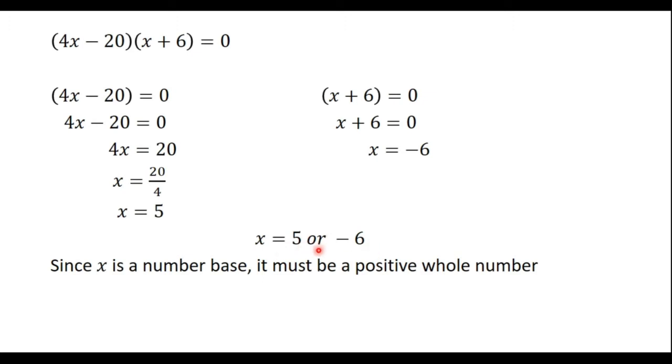So we look here, we have 5 and negative 6. So among 5 and negative 6, which one is a positive whole number? That is 5. So it means that x is 5. After solving, we got x to be 5 or negative 6. Both of them can't be true. It means that one is true. So we pick the one that satisfies the condition that we are working with. In the condition that we are working with, we are saying that x, the value we are looking for, must be a positive whole number since it is a number base. So in this case, x will be 5.